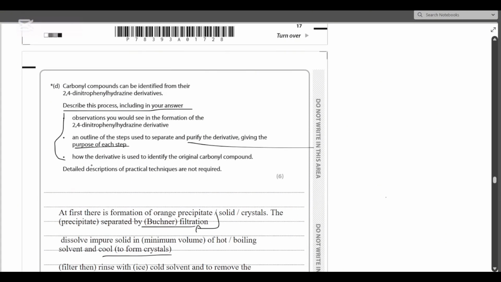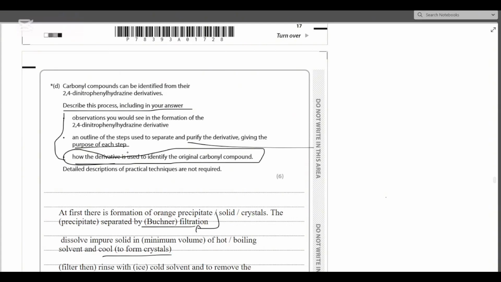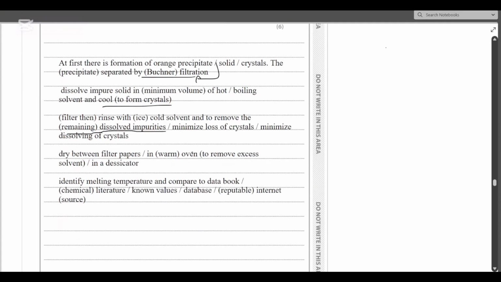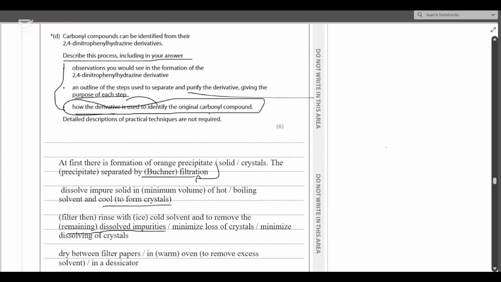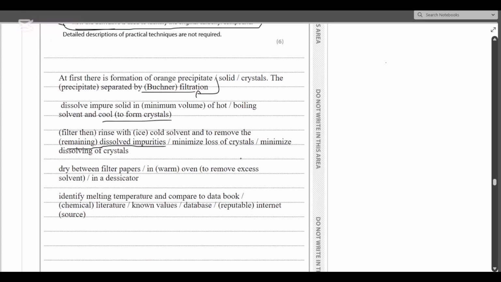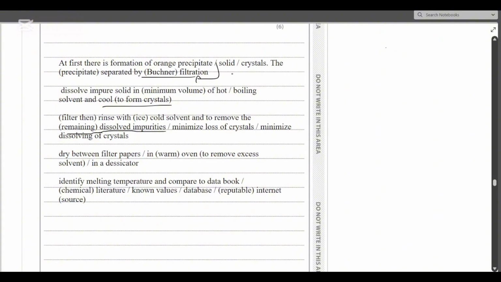Now the only question is, how can we use the derivative in order to identify the original carbonyl compound? It's pretty simple. You can measure the melting temperature and compare it with the data booklet or the chemical literature or a known database, whatever you name it, in order to identify the original carbonyl compound. Very simple as that. However you write it, ensure that these points are available in your answer for this type of question.